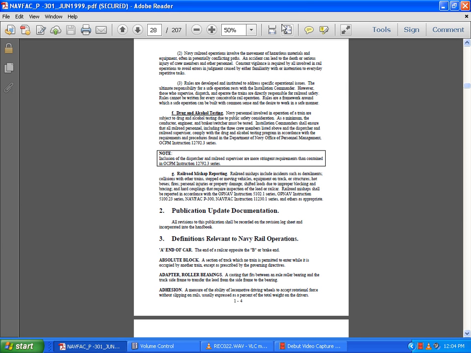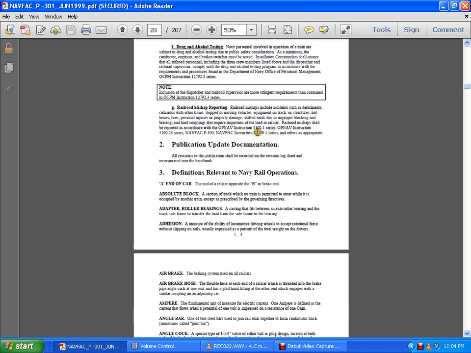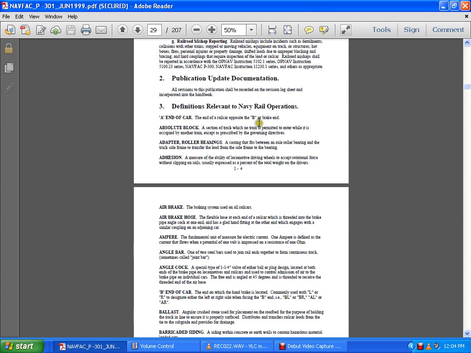An adapter for rolling bearings is a cast fitting that is between the axle rolling bearings. The truck side frame transfers the load to the side frame of the bearing. Adhesion is the measure of the ability of the locomotive driving wheels to accept the rotational force without slipping on the rails, usually expressed as a percent of total weight of the drivers.